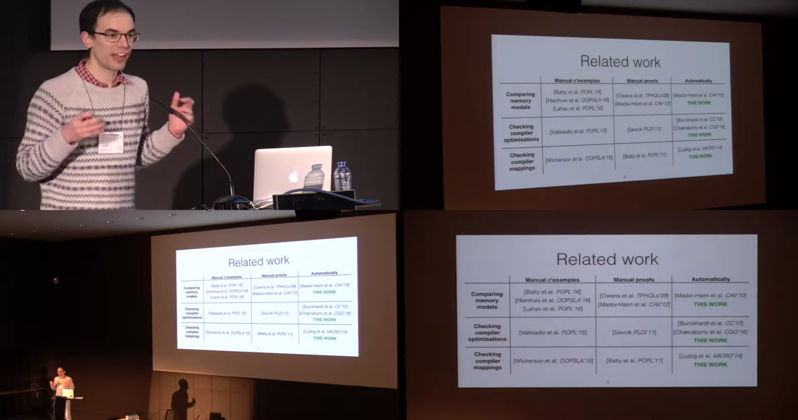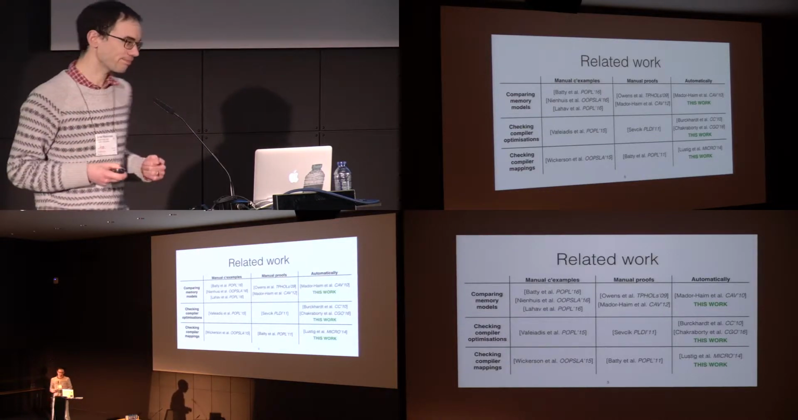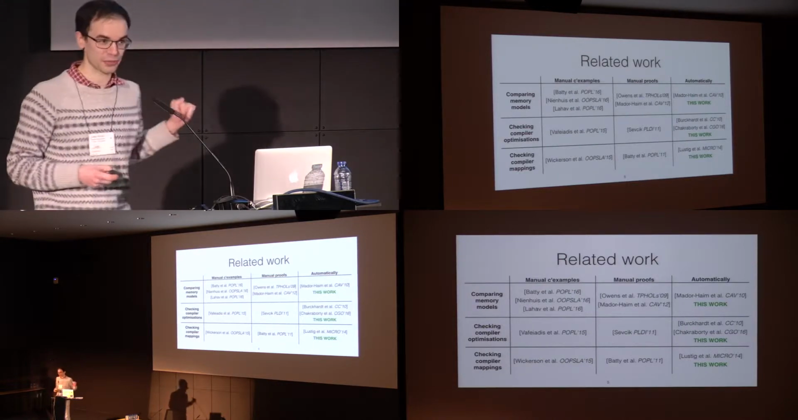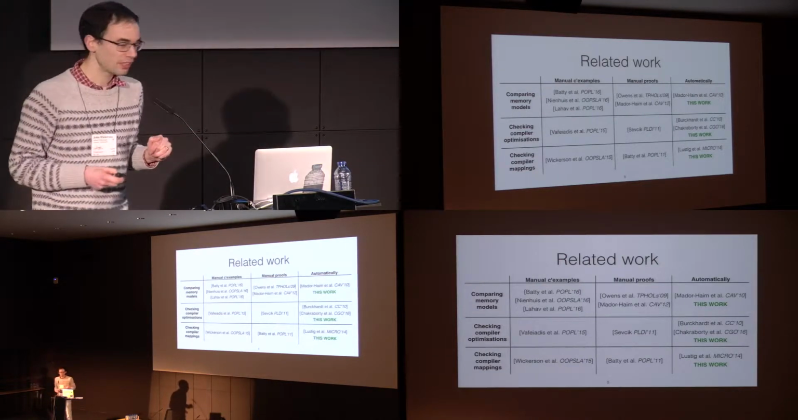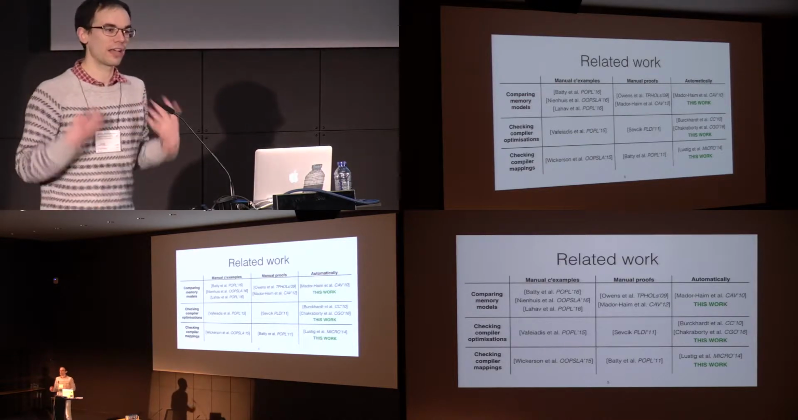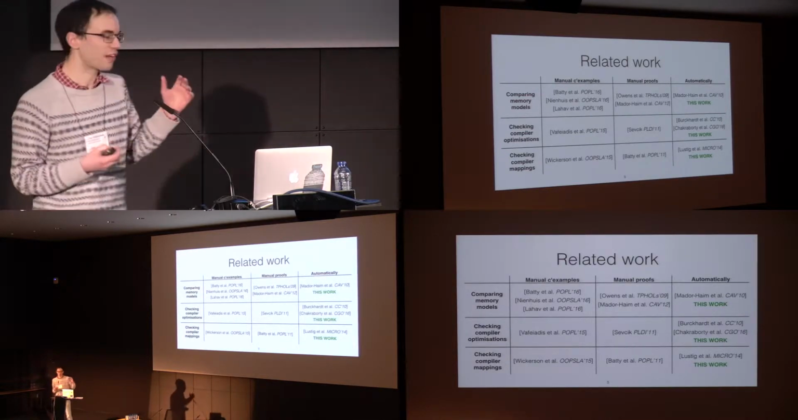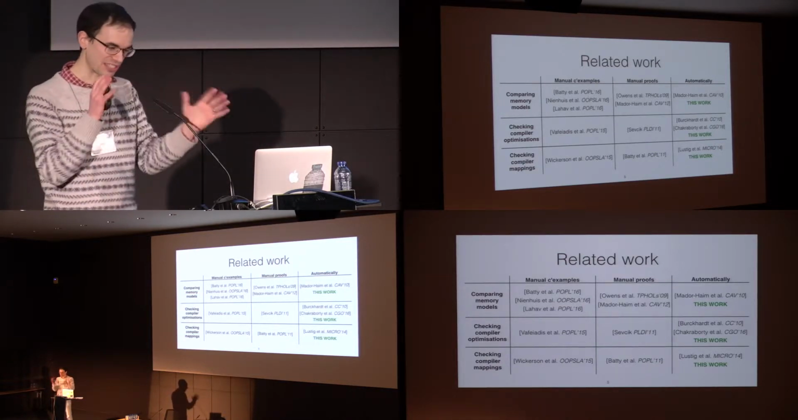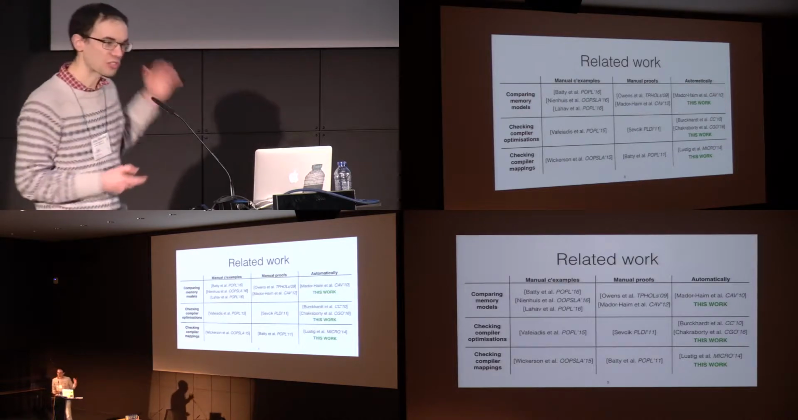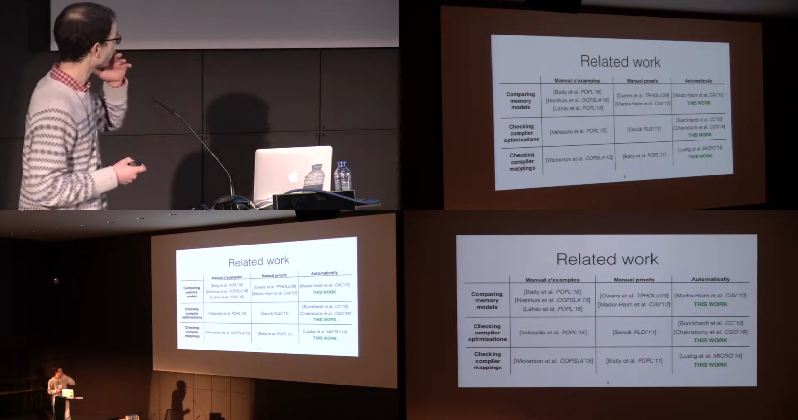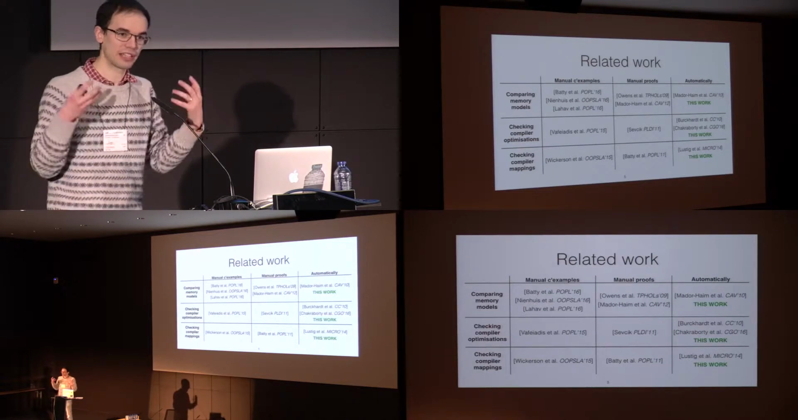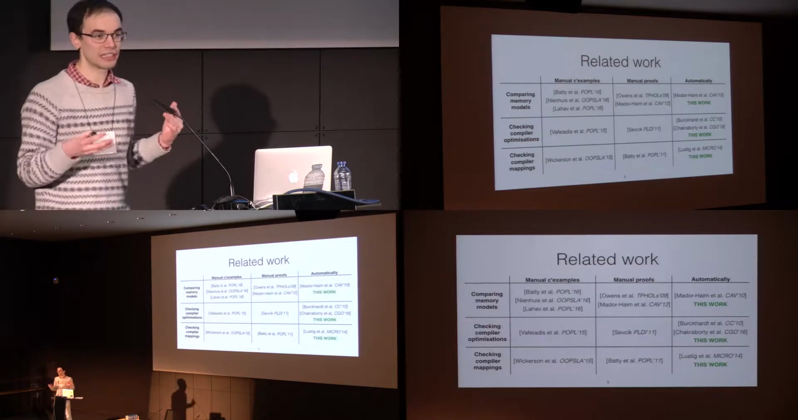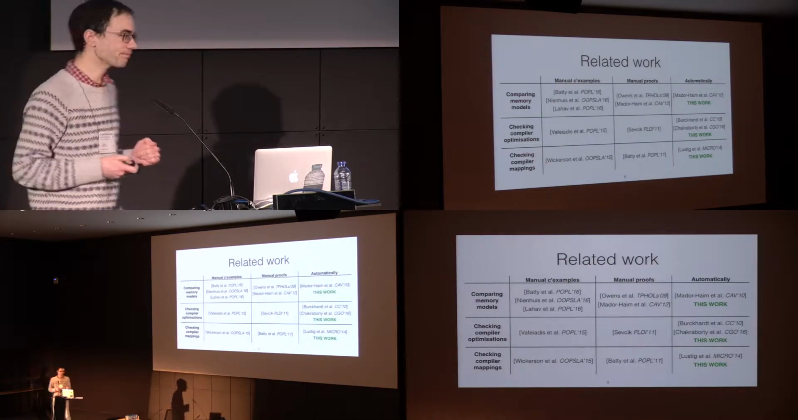These three tasks have been studied quite a bit in the literature. So the three rows here correspond to the three tasks. In the first column, I give a number of works where the authors have either compared two memory models and found programs that can distinguish them, or they've checked compiler optimizations and found programs that exhibit a bug in the optimization, or they've checked compiler mappings and found a bug in the mapping.